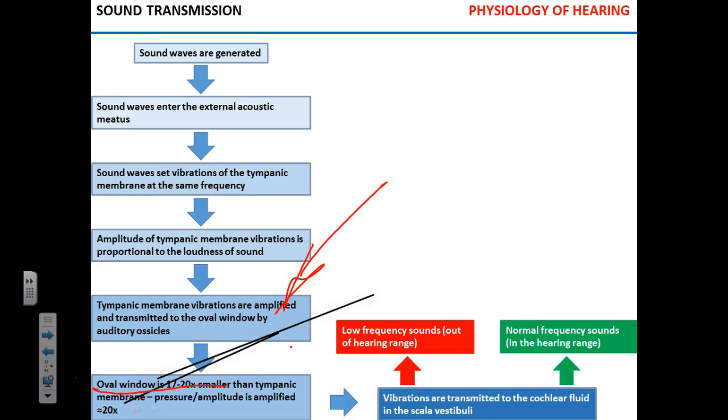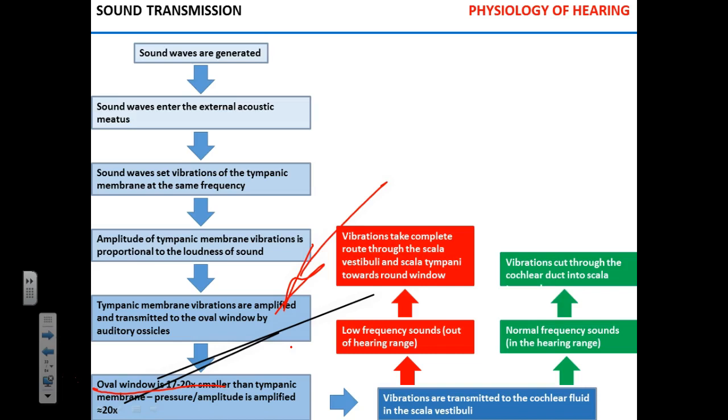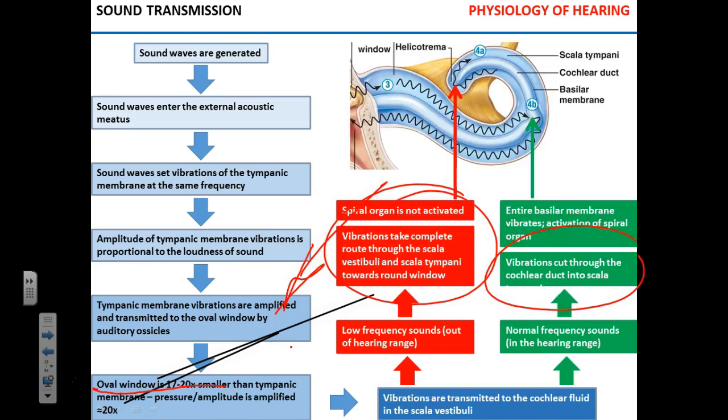and if the sound is in the lower frequency, vibrations go through scala vestibuli and scala tympani, never bothering scala media. If vibrations are in the normal frequency range, they will cut through the cochlear duct into the scala media, and basilar membrane will be activated, and the spiral organ will be activated. Does that make sense?